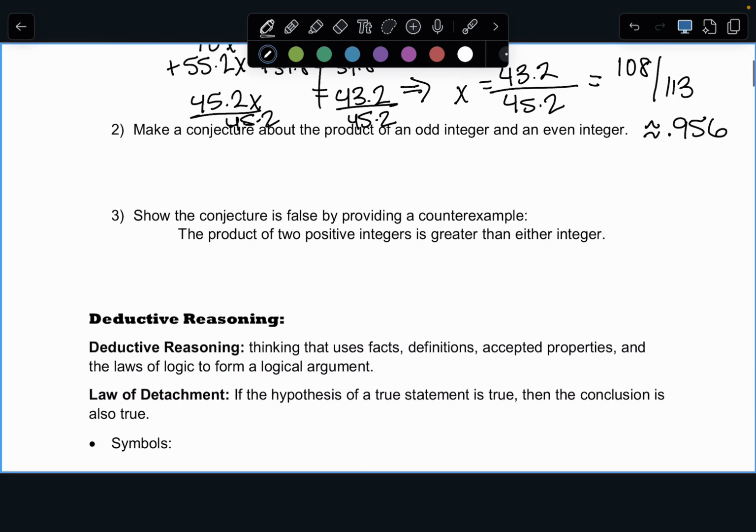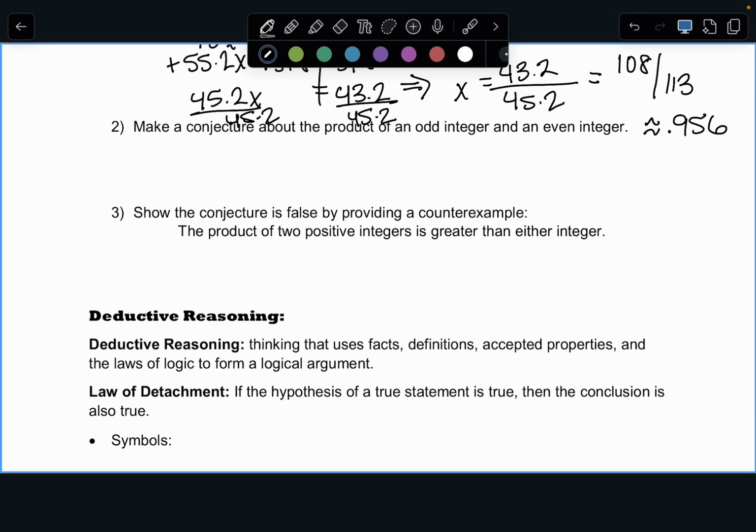That's algebra. The rest of our warm-up is geometry stuff we talked about last week. So last week we talked about conditional statements. What 2 words does a conditional statement use? If and then. And a biconditional, Charlie, uses if and only if.